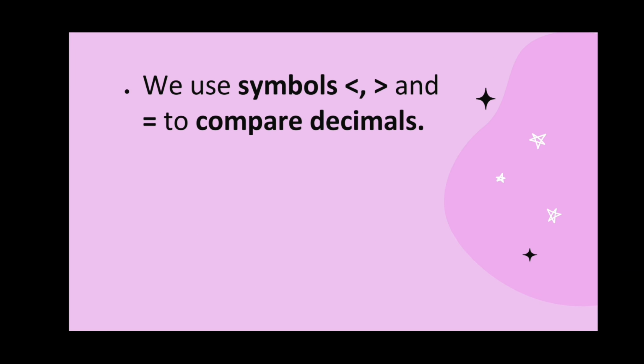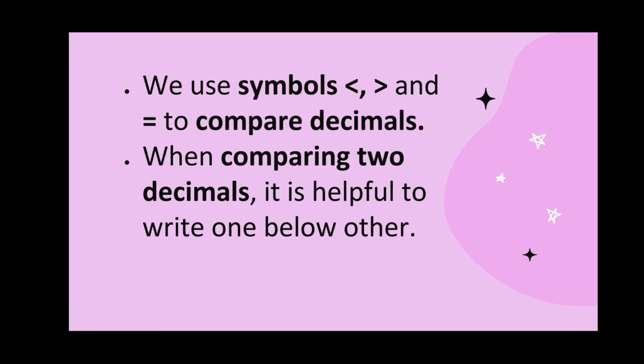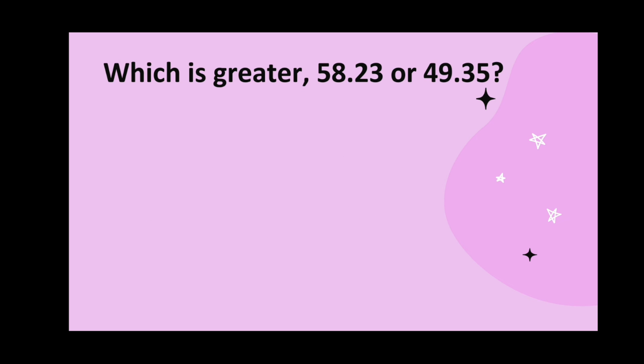We use symbols less than, greater than, and equal to compare decimals. When comparing two decimals, it is helpful to write one below other. For example, which is greater? 58 and 23 hundredths or 49 and 35 hundredths.